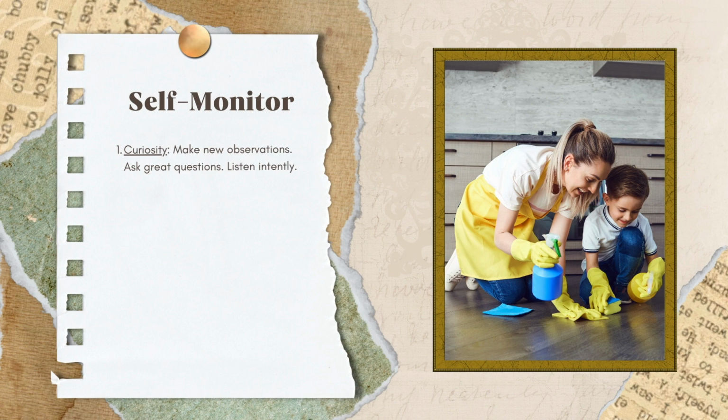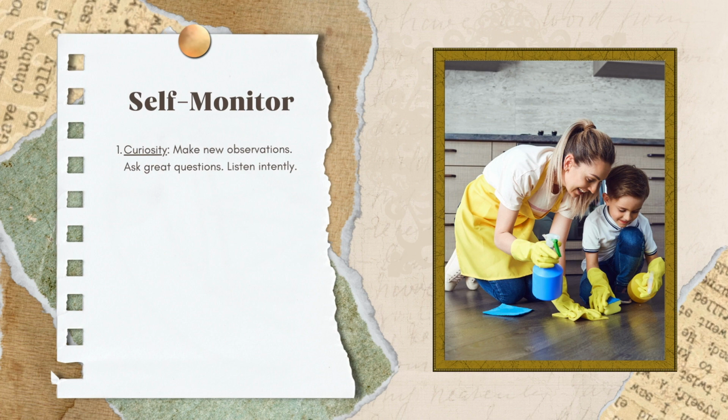To help our children learn how to self-monitor, we want to engage with the 5 C's. The first C is curiosity. So rather than making judgments about our children, we need to learn how to get curious about them and their interests. We can do this by making observations, by asking great questions about them, and also by listening intently to what they have to say.